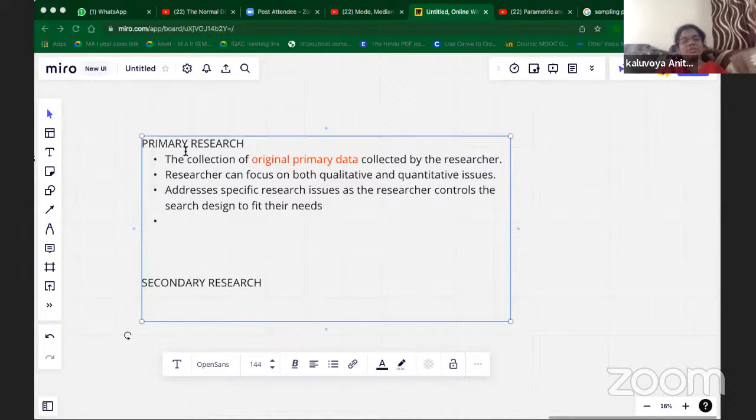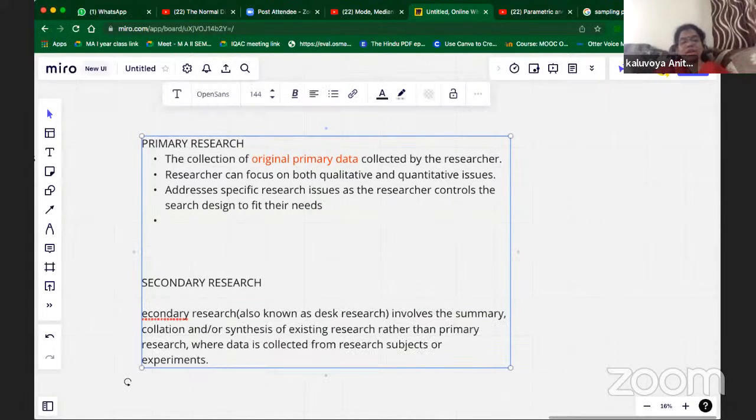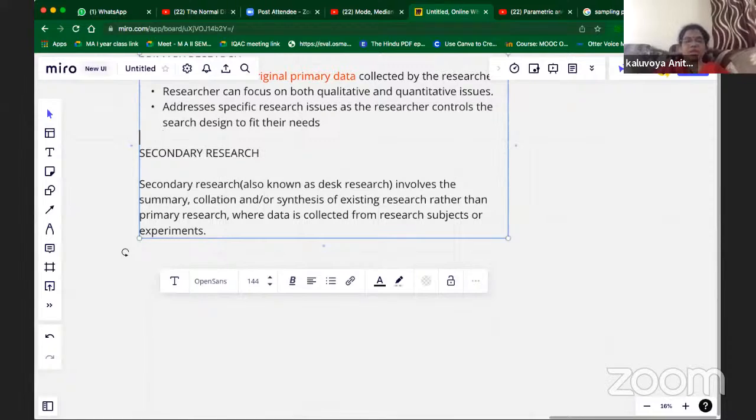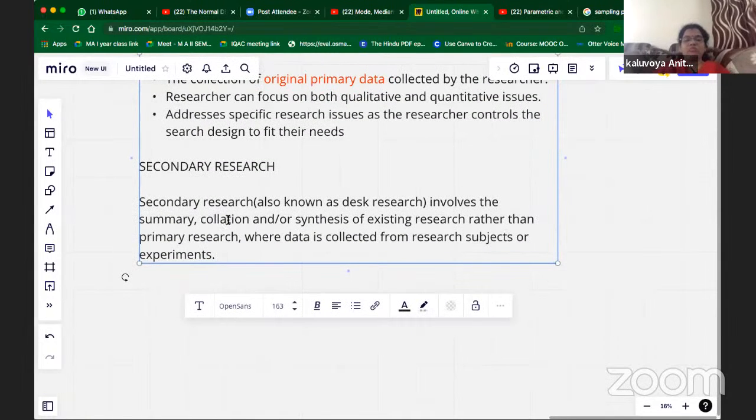So now coming to secondary research, which involves a summary, collection and synthesis of existing research rather than primary research, where data is collected from research subjects or experiments. Now what I told you, secondary research is the data which is available already, which you are trying to access. So there is some content which is already available, which you are trying to develop.